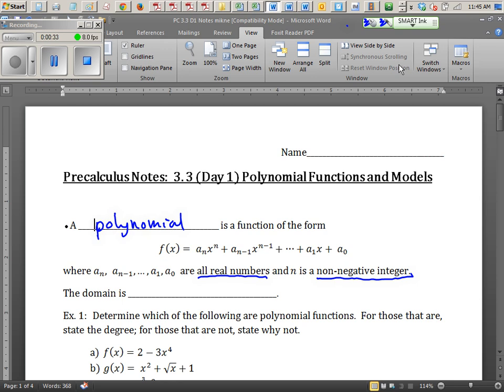And the domain is all real numbers. So if you're looking at a function that has like a domain restriction, that is not a polynomial. Okay, so we already went over that yesterday. Okay, let's go on. Let's look at this next part.